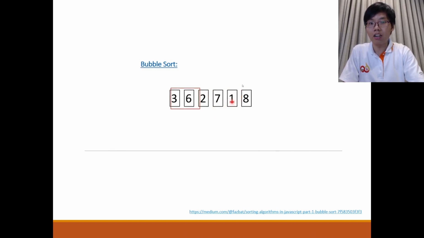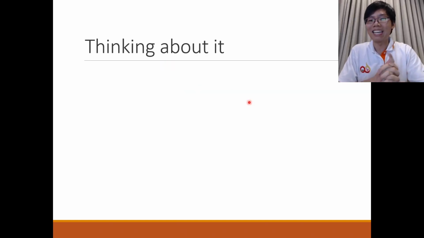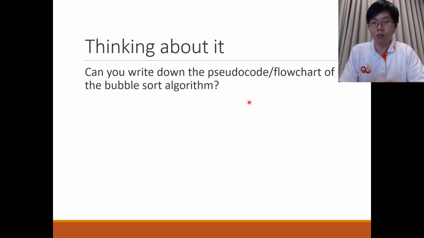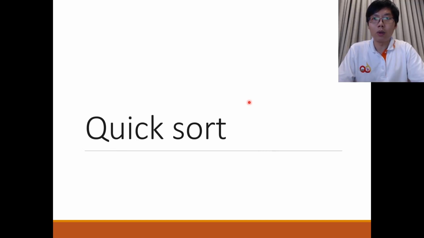Then you can see that the higher values start to go to the right-hand side, and the lower values go to the left. If you keep doing this process, then number 1 is going to be on the left-hand side, 8 is going to be on the right, and it's going to be sorted. So can you write down pseudocode or a flowchart of the bubble sort algorithm? It's going to be very simple. And then we move to the next one, which is quicksort.